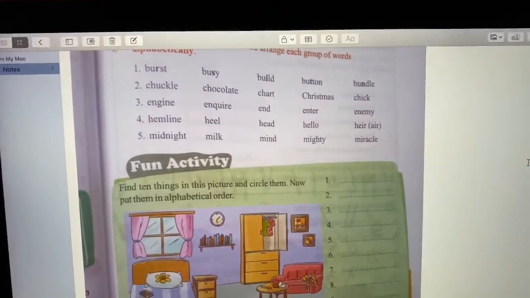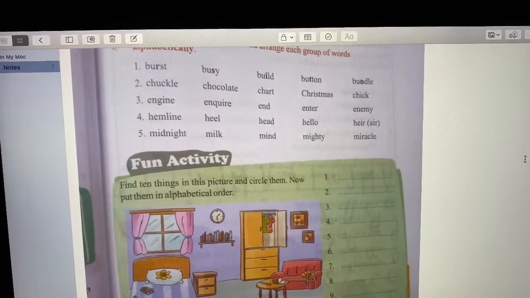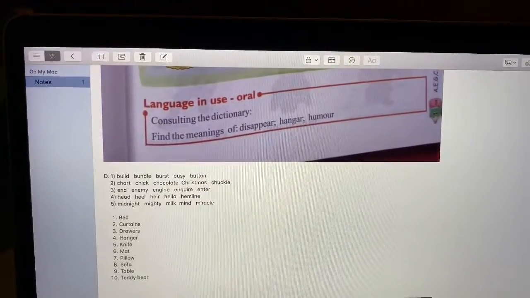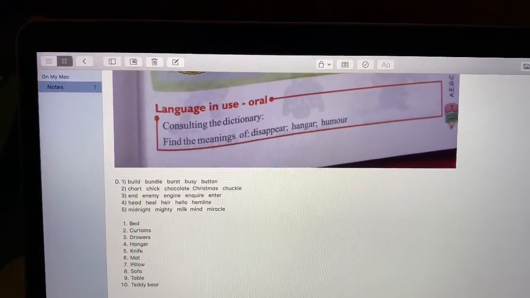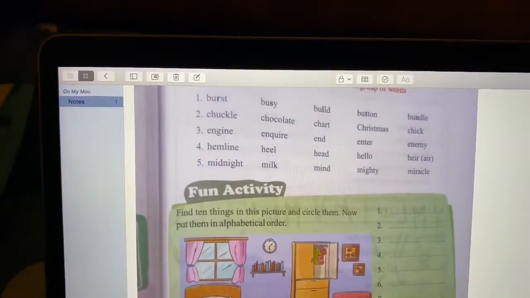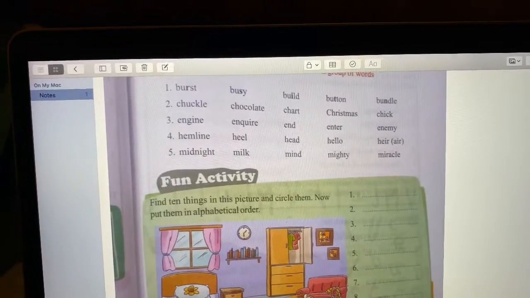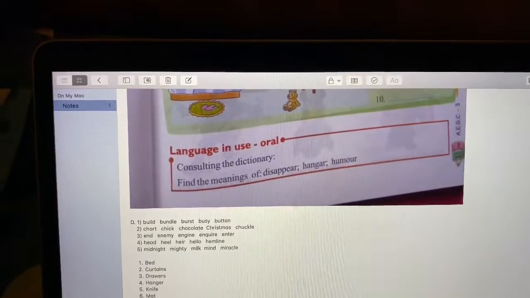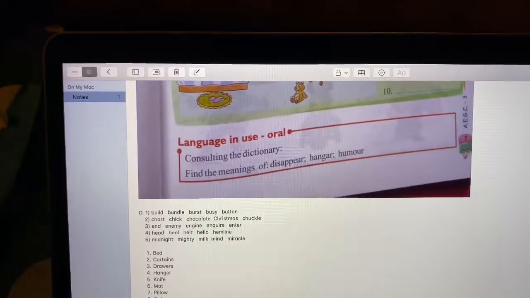Going back to the third one, you have engine, inquire, end, enter and enemy. So once you put this in alphabetic order using the third letter, it's going to be end, enemy, engine, inquire and enter. On to the fourth one, it says hemline, heel, head, hello and air. So once you put this in order, it's going to be head, heel, air, hello and hemline.